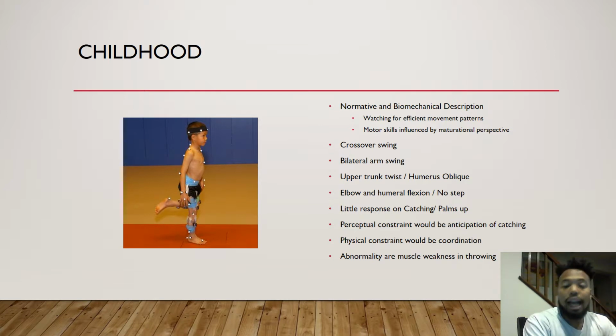When she went to catch the toy, there was little response. The palms were up. She really didn't have a great notion of where it would land. Her perceptual constraint would be an anticipation of her catching the toy. Her physical constraint would be her coordination. And the abnormality I chose was muscle weakness in her throwing.